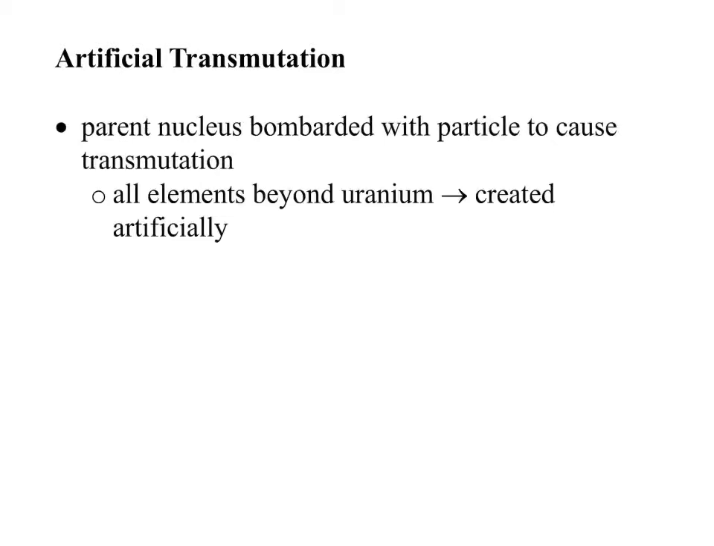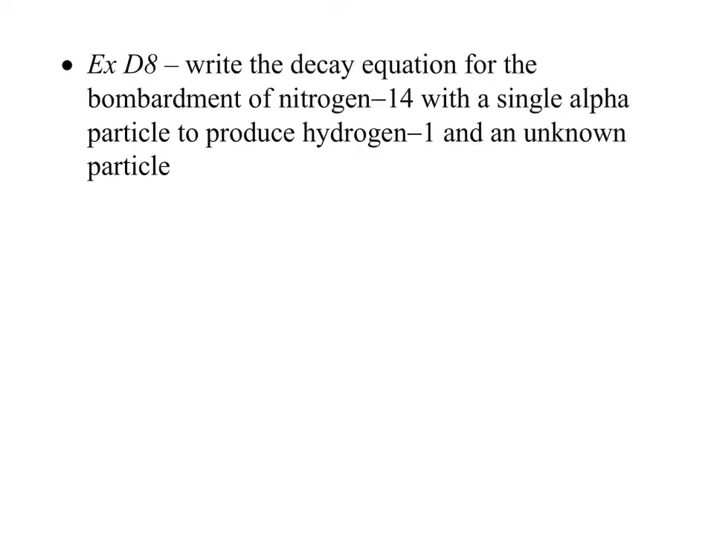So when we make fission or fusion happen, this is called artificial transmutation. So one example is when a parent nucleus is bombarded with another particle, and it causes transmutation. So when you take one element and you bombard it with another proton, trying to make that proton stick, then you are creating a new element. And so, of course, all elements beyond uranium are created artificially, right? They're created in a lab. They're not something that we can find in nature.